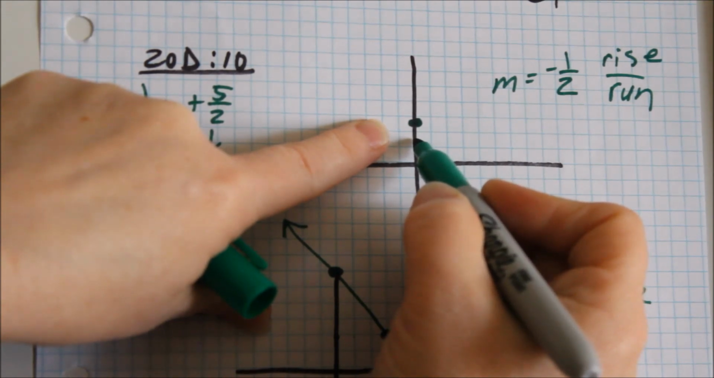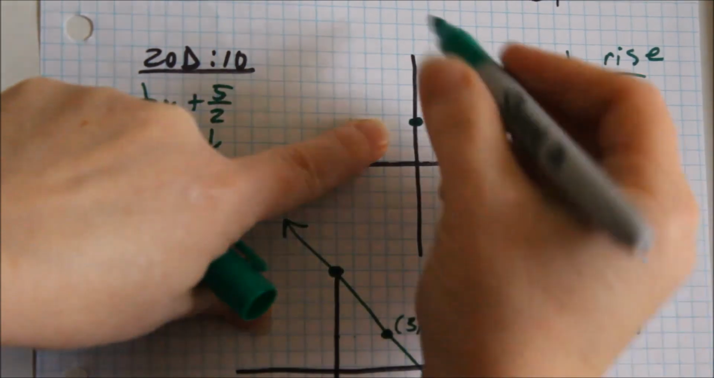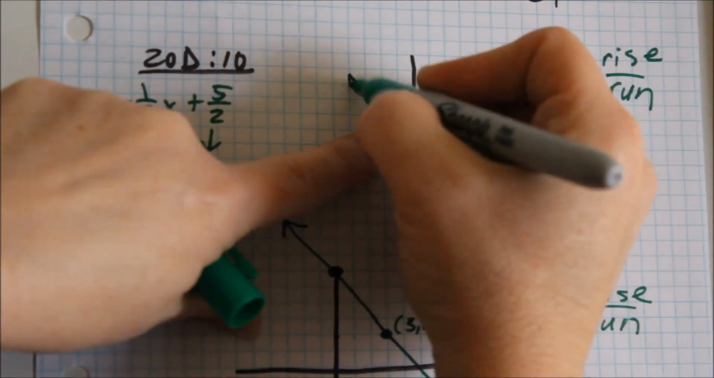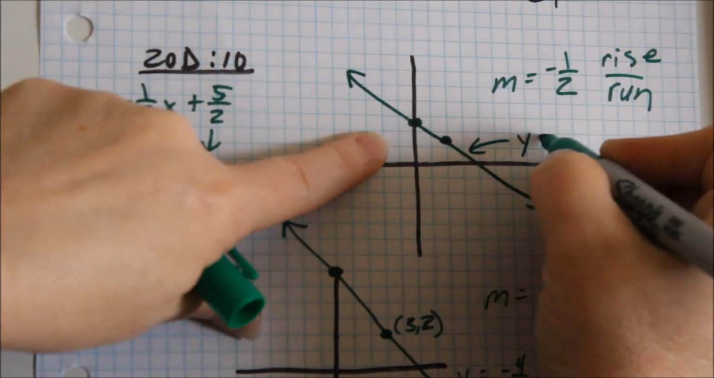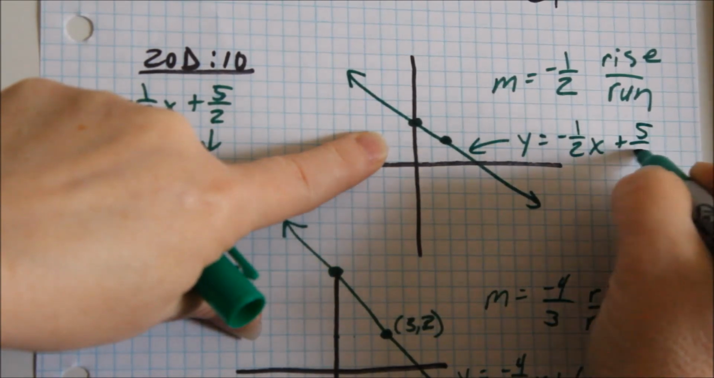Then my run is a positive 2, which means I go over to the right 2. 1, 2 lines. So therefore my point is going to be at my halfway spot. So this right there would be the line. I only need 2 points to graph a line. So therefore this would be the line of y equals negative 1/2 x plus 5/2.